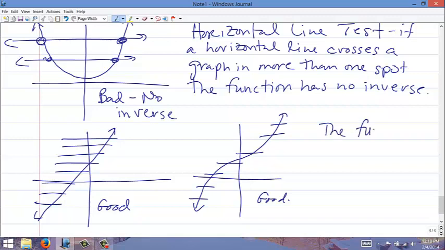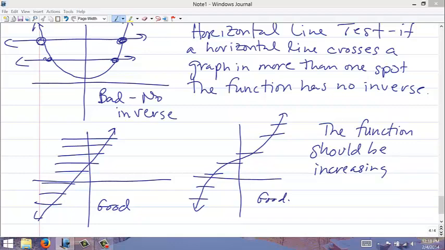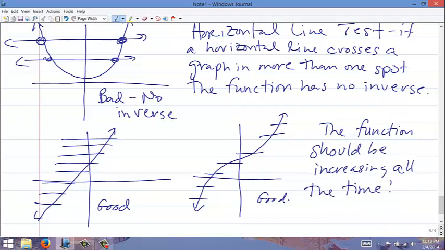So the function should be increasing, which means the y values just keep getting bigger and bigger forever and ever. The function should be increasing all the time. If your function's increasing, it'll have an inverse, and then we can do what we did before to actually find it. So hopefully this video helps.